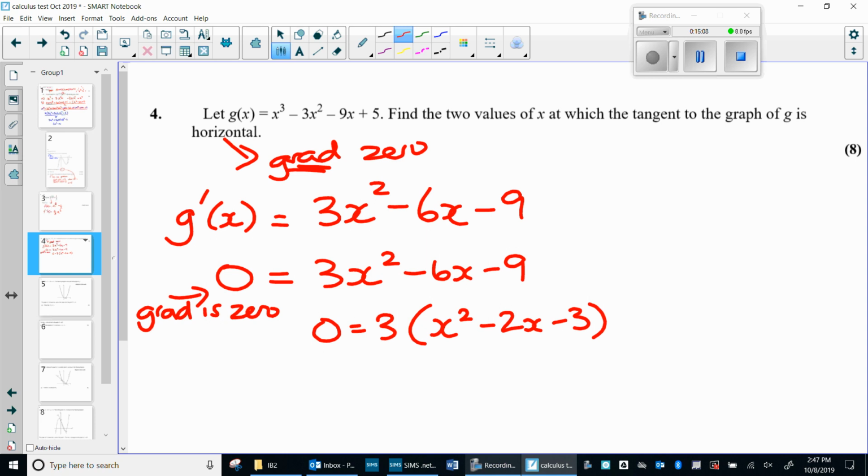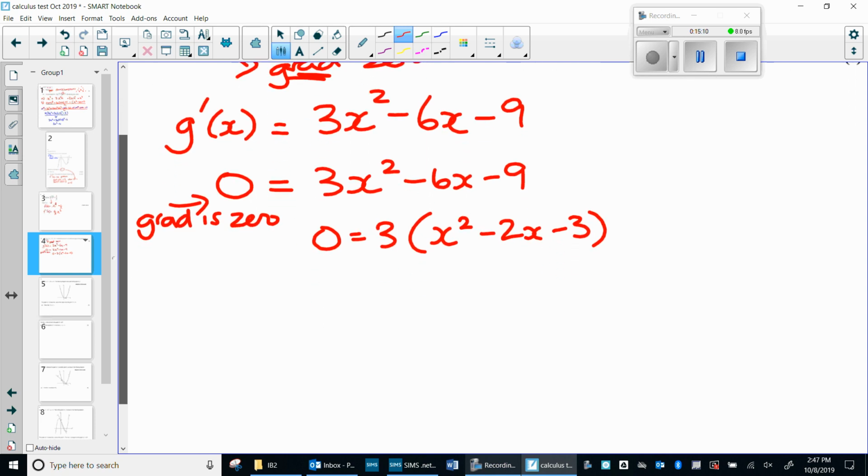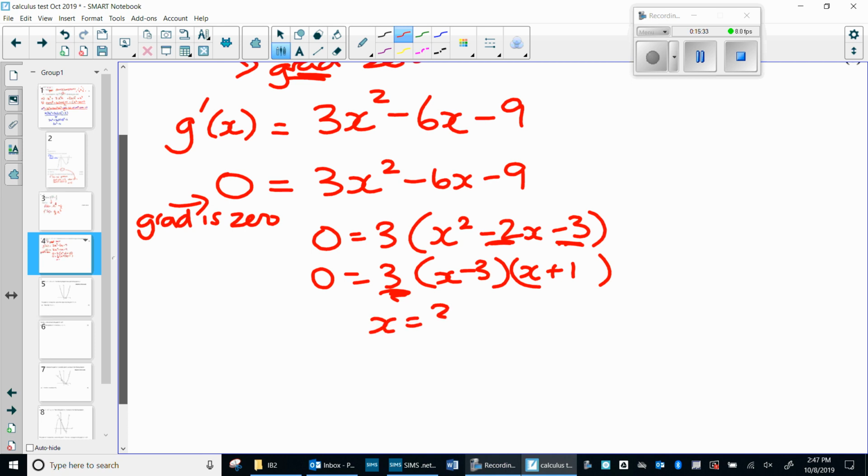Okay, because we know how to solve quadratics. We've been doing that since year 10. So then I would have 2 brackets. X goes in the front. I need to find 2 numbers that multiply to give negative 3 and add to give negative 2. So it's going to be negative 3 and positive 1. Remember, this big 3 has nothing to do with it because it has no effect on it. So the values we're looking for are positive 3 or negative 1. That's how I would have done it because I spotted the 3 and saw that it was easy to factorise.